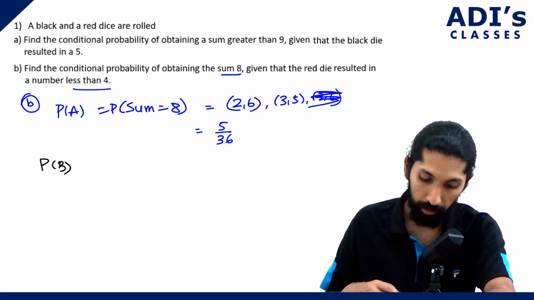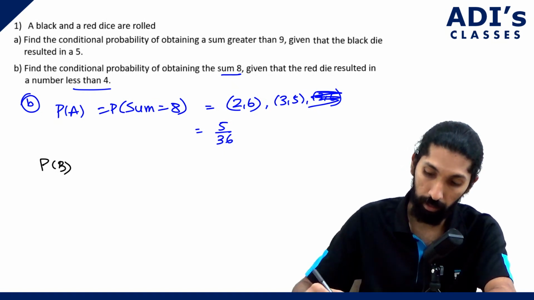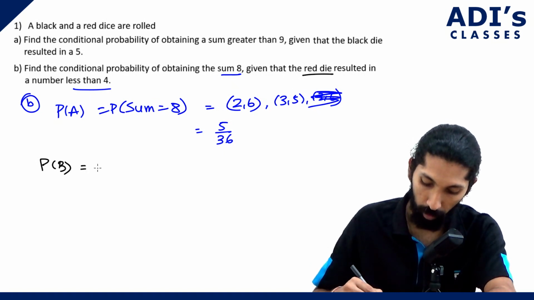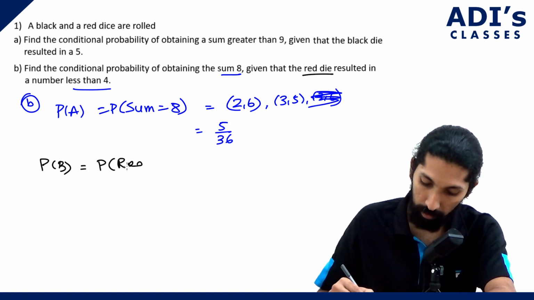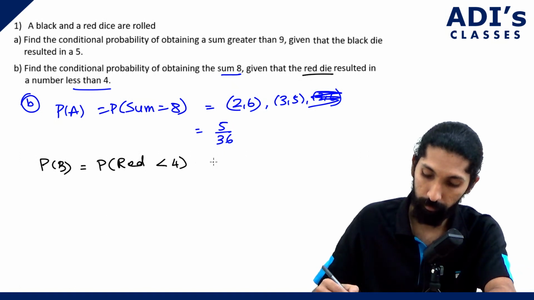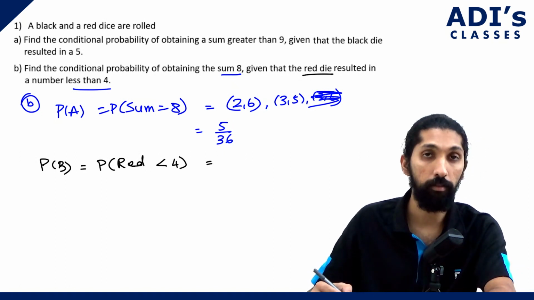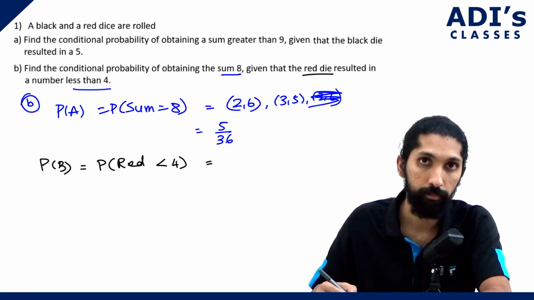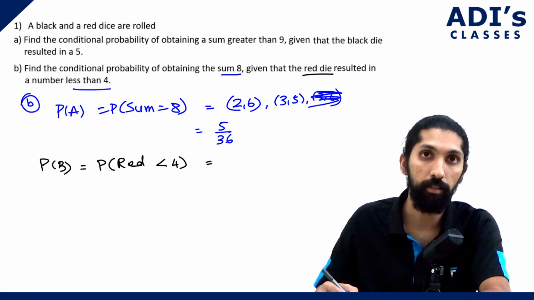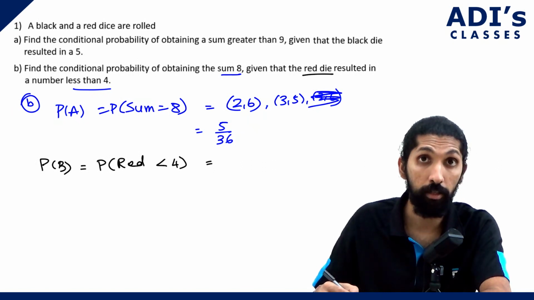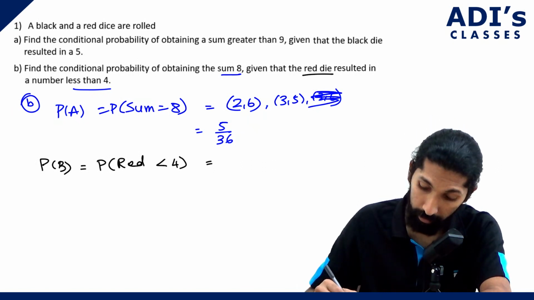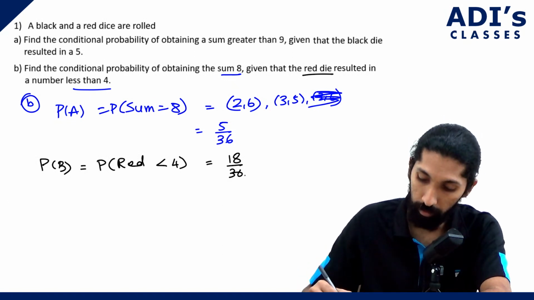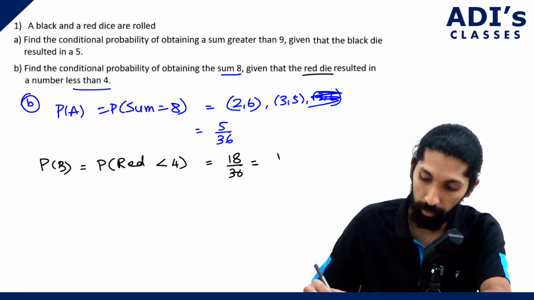the resulting red die resulted in the number of 4. Okay, so we have P of red less than 4, correct? Which is nothing but the first column, second column, third column, isn't it? First, second and third column. If you look at 3 columns, that's 18 out of 36. So 18 out of 36 is nothing but 1 divided by 2.